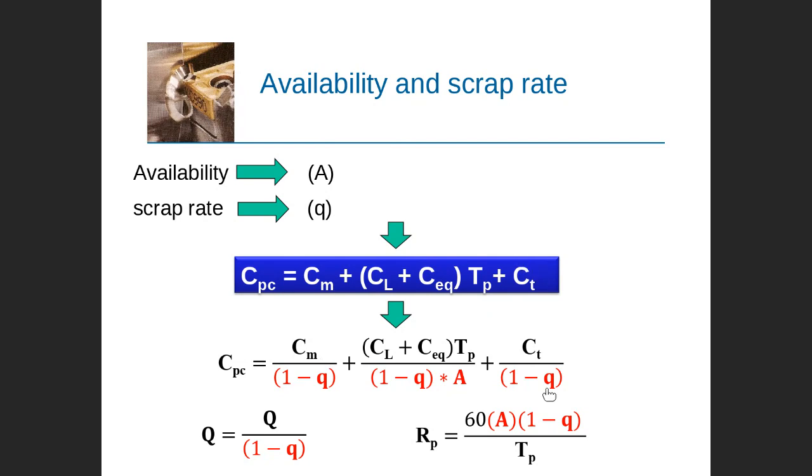CT is also affected with the scrap rate. Because when you have scrap, you have to machine more materials and more tool will be used to machine more materials. Then you need to consider scrap rate in tool. So CT you divide by 1 minus Q, and CT will not be affected by availability as well. Why? Because the tool is being used only when the tool is engaged in the workpiece. It doesn't matter if the machine is available or not. We are not considering it, it's not affecting the tool, right?